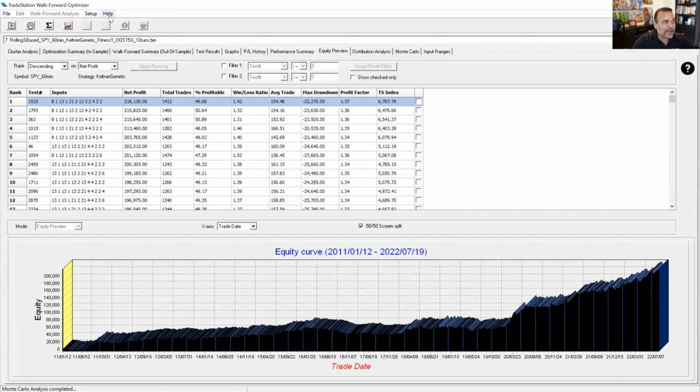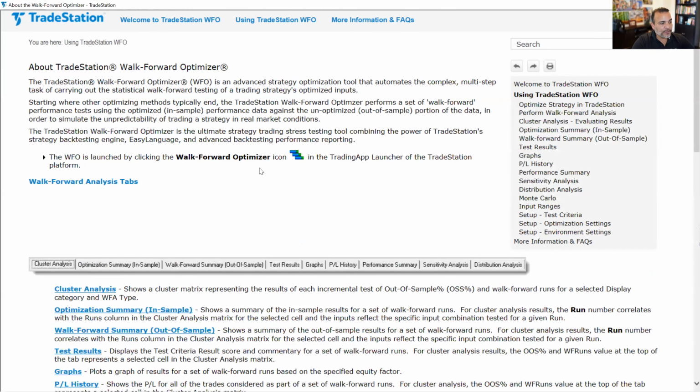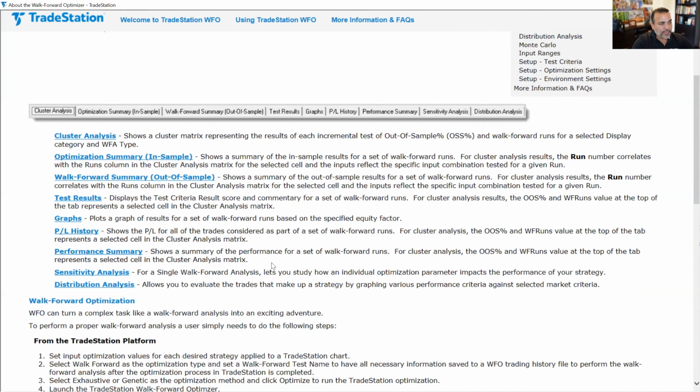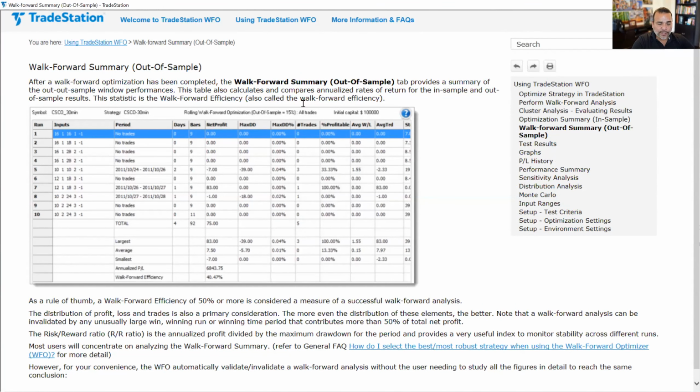And if you didn't, I recommend that you go to the help, go to contents and index. Let me bring this page over. This gives you a ton of information about the WFO. If you go here to the walk forward optimization, you get a drill down on each one of the tabs that are included. So if you want a little more understanding on, let's say, the walk forward out of sample, click there, and it provides you information about what pieces of information to look at.